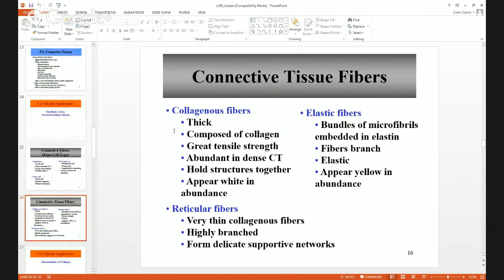The connective tissue fibers. There's three types we're going to talk about right now. The collagenous are composed of collagen. They have great tensile strength. They're abundant in dense connective tissue. They hold structures together and appear white in abundance. Whereas elastic fibers are bundles of microfibrils embedded in elastin. They're very elastic and they appear yellow. Reticular fibers are very thin collagenous fibers, highly branched, and they form delicate supportive networks.